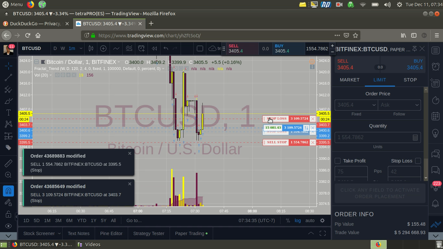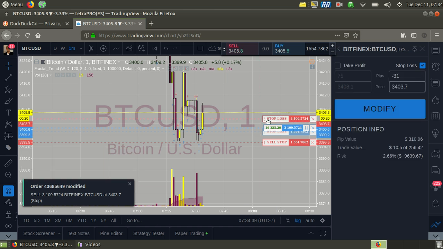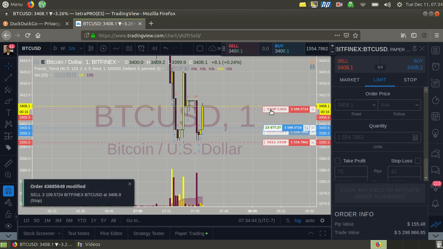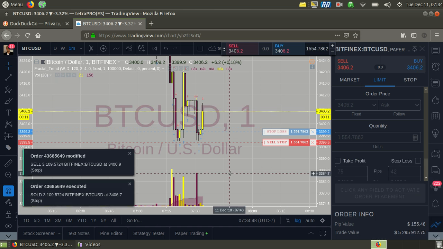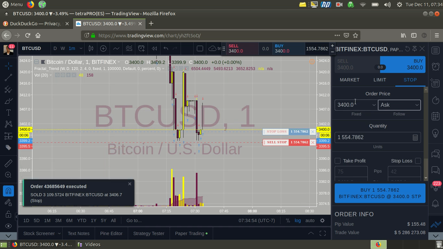Okay, so there it is. We have negative 2.67%, and incrementally get that off the table. Alright, so that was taken off. We want to put a buy stop in at that price too. What was that? 34? 12?